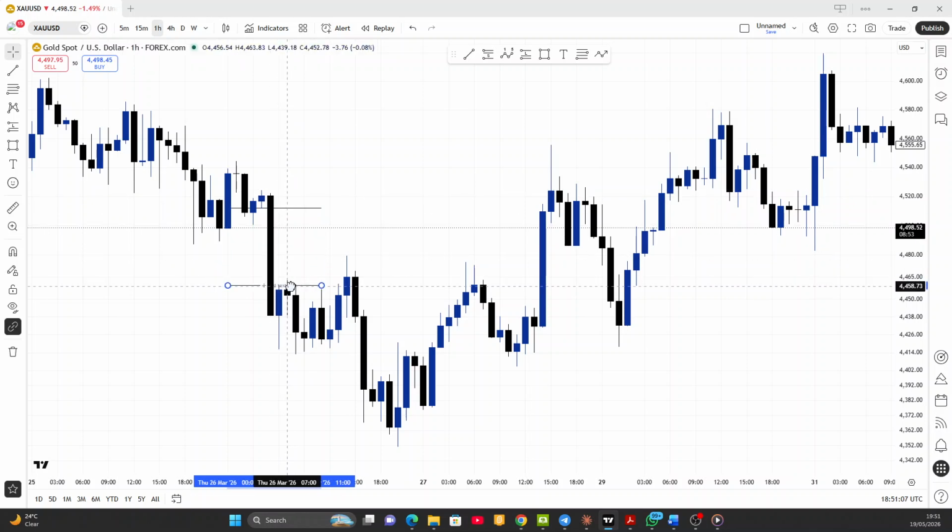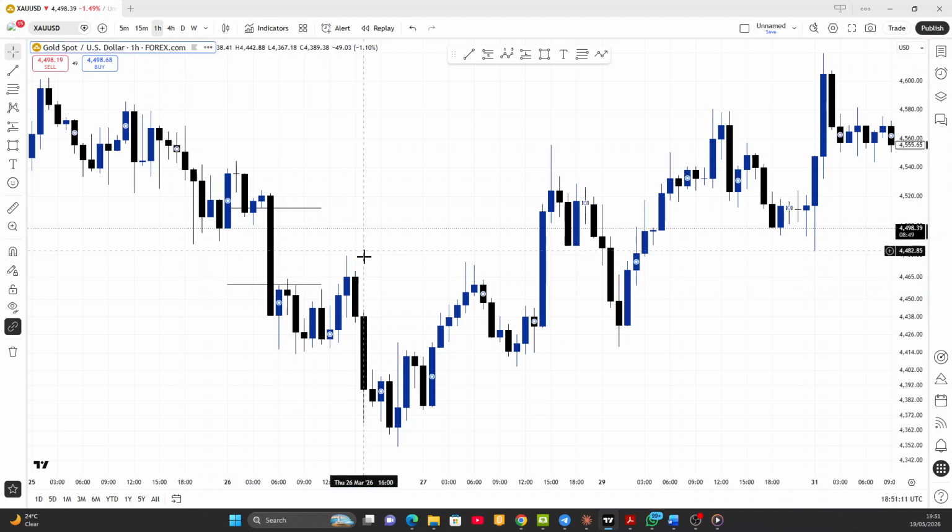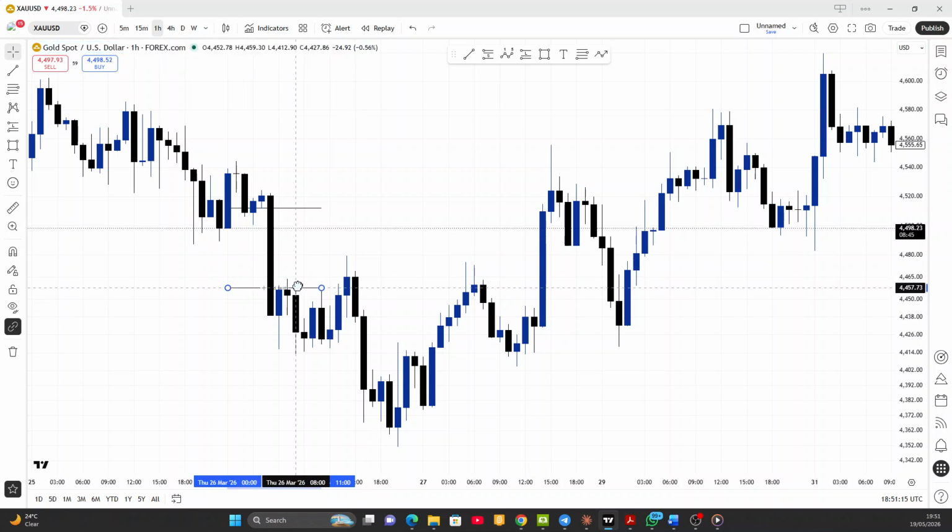All right, so we see this and this. Okay, I didn't mark it very well. Take note, how you mark is very important. You must make sure you mark very well, because a wrong marking can give you a wrong entry. So we mark, and you see our gap, a very clear gap. There was no trading activity within this gap.